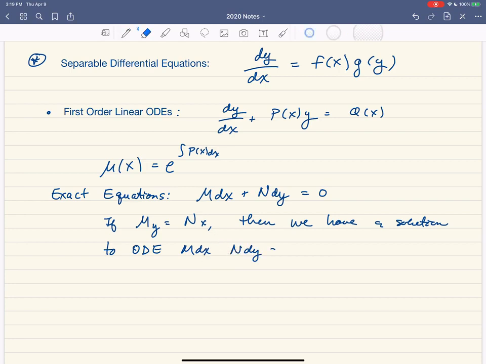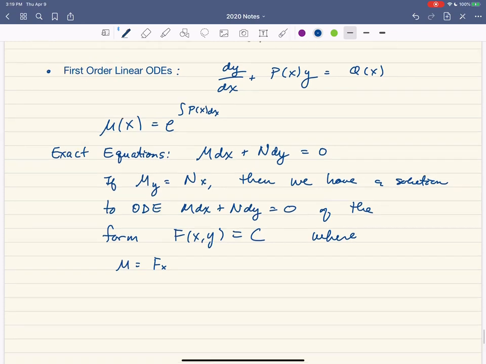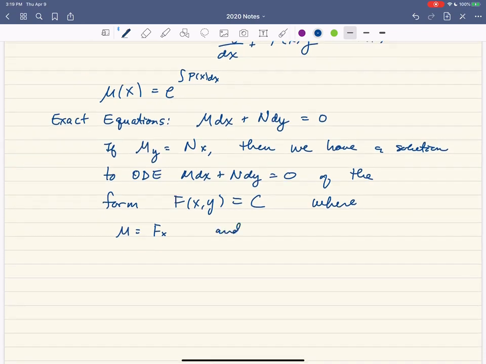We have a solution of the form capital F of x,y equals C, where M is equal to this function differentiated with respect to x, and N is this function differentiated with respect to y. So that was exact equations.